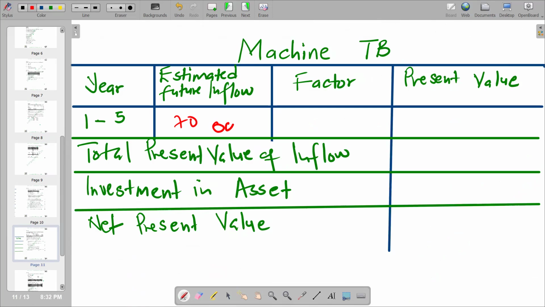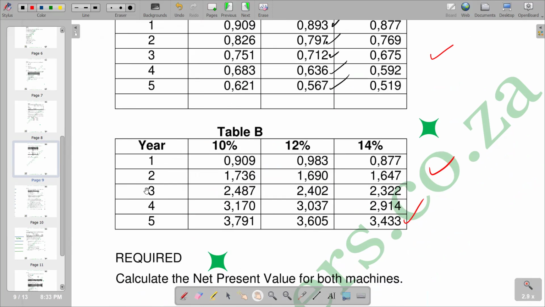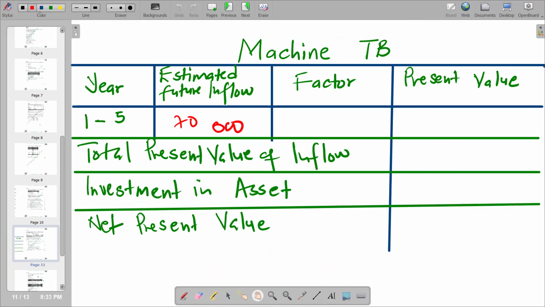Then for the factor, we are going to use the factor for the fifth year, which is 3.433. This is the factor that we are going to use. So if we had 3 years, we would use 2.322. This is exactly how we apply it. So we take 3.433, and for the present value, we say 70,000 times 3.433.